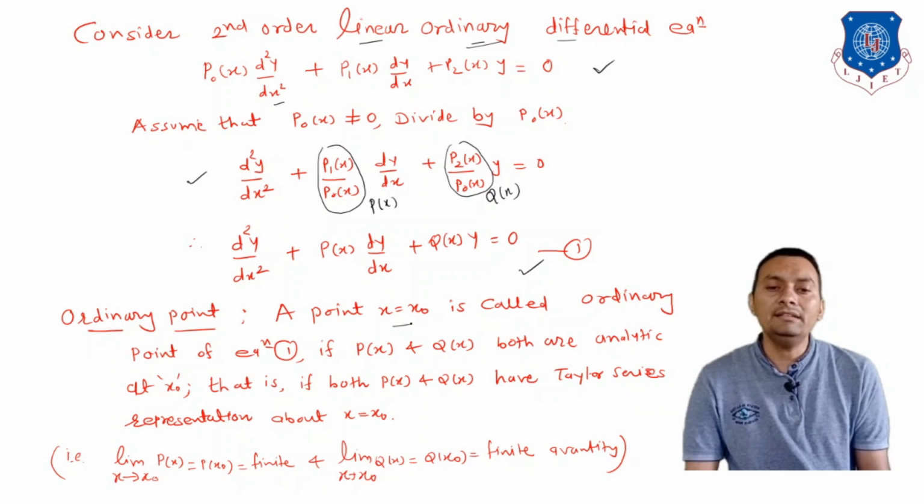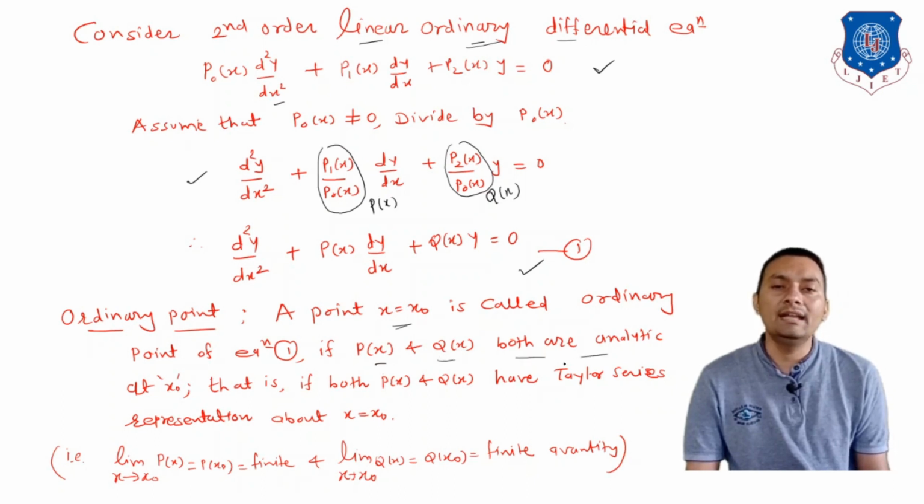A point x equals x0 is called an ordinary point if p of x and q of x both are analytic. Already we have learned about the analytic point. That means if the functions p of x and q of x both are analytic at the particular point, that means we can expand p of x and q of x as a Taylor series about x equals x0.